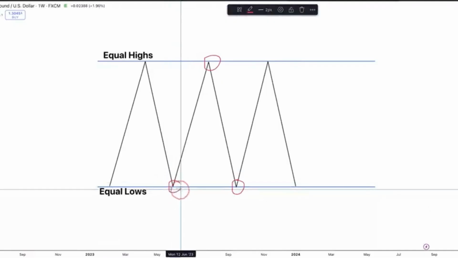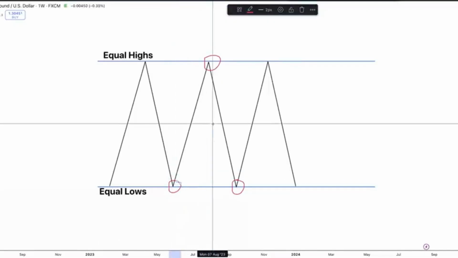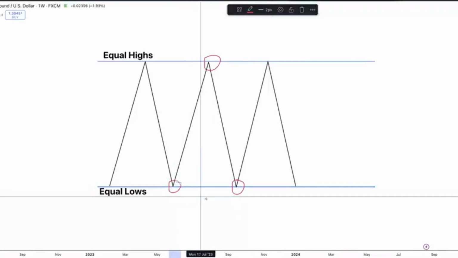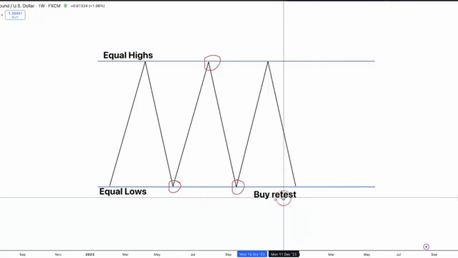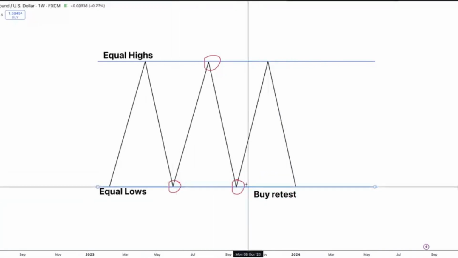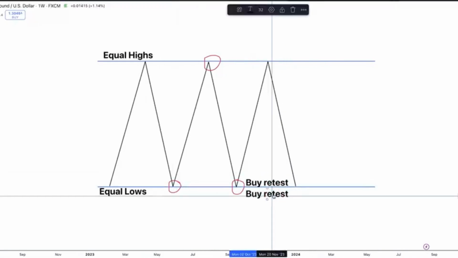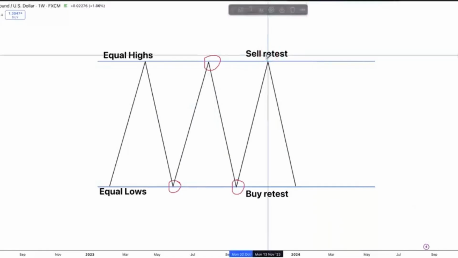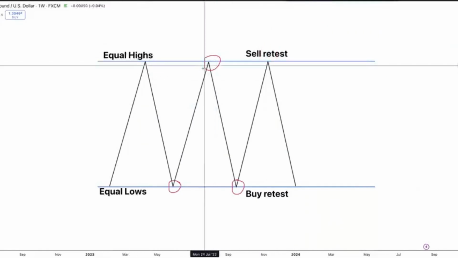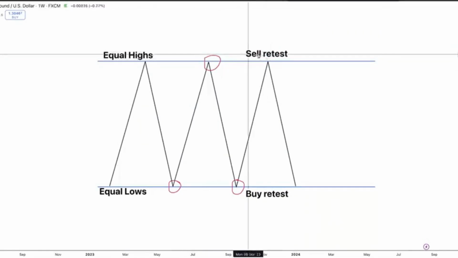Why? Because many traders put their stop loss just above equal highs or just below equal lows. Above equal highs equals lots of stop losses for sellers, meaning liquidity for buyers. Below equal lows equals lots of stop losses for buyers, meaning liquidity for sellers. Smart money knows this. They often push price into these zones to grab liquidity before moving in the real direction.